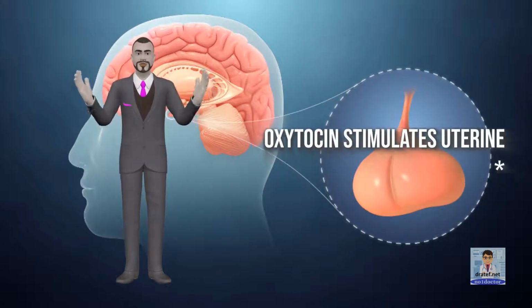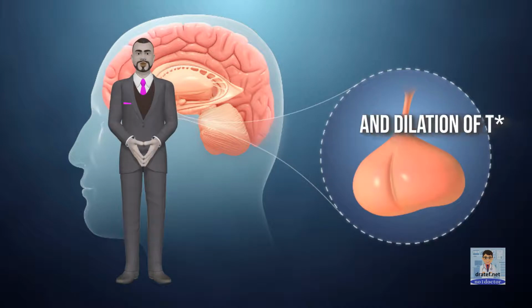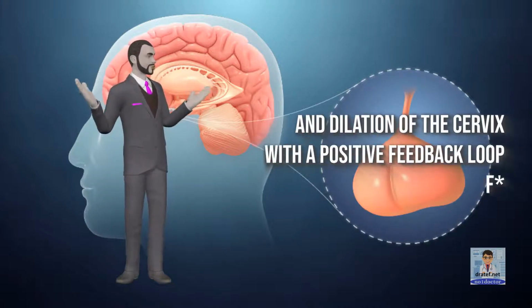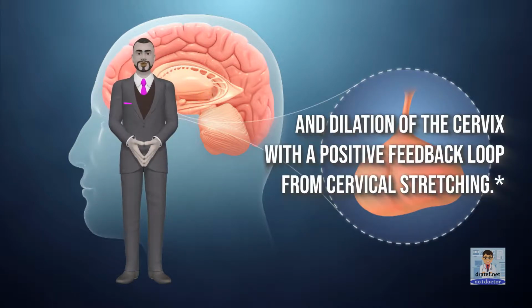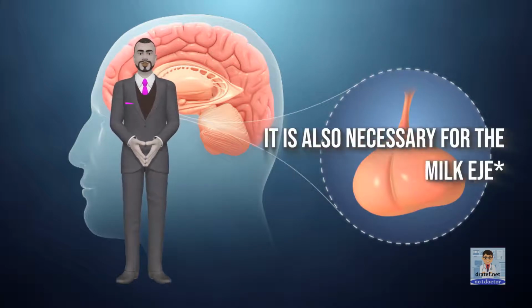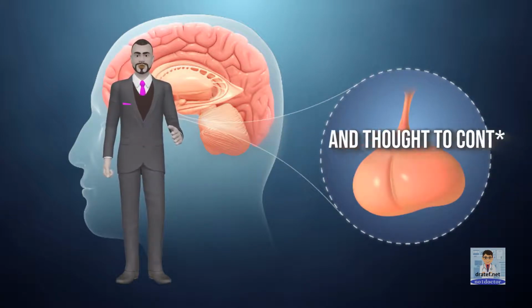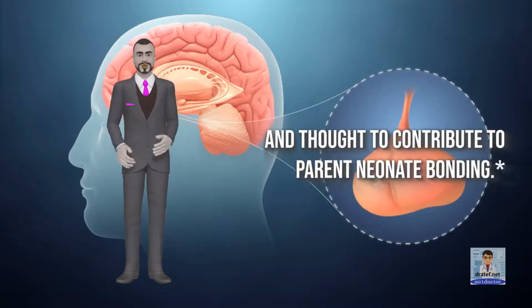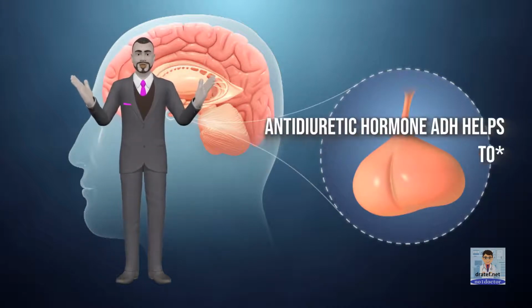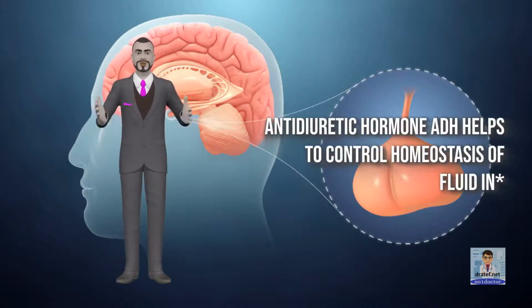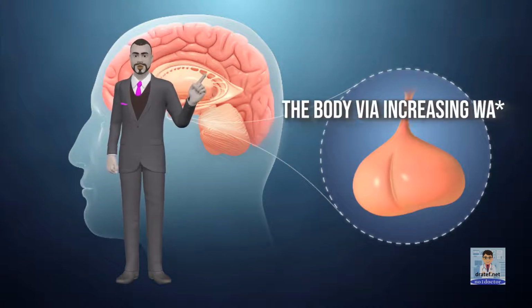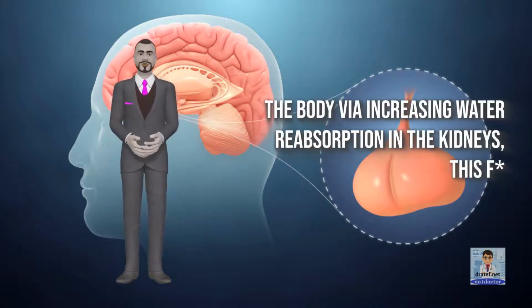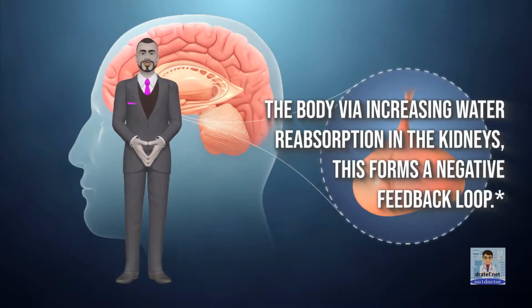Oxytocin stimulates uterine contractions and dilation of the cervix, with a positive feedback loop from cervical stretching. It is also necessary for the milk ejection reflex and thought to contribute to parent-neonate bonding. Antidiuretic hormone, ADH, helps to control homeostasis of fluid in the body via increasing water reabsorption in the kidneys. This forms a negative feedback loop.